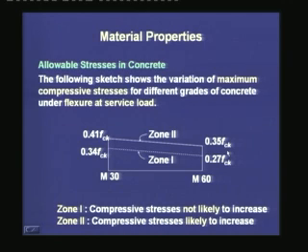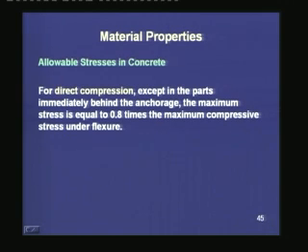Now, the top curve is applicable in a region where the compressive stresses are not likely to increase during the service life. But if there is some region where the compressive stresses are likely to increase in the service life, then to consider this uncertainty, the code reduces the allowable stresses, which varies from 0.34 fck for M30 grade of concrete to 0.27 fck for M60 grade of concrete. Now, for direct compression, except in the parts immediately behind the anchorage, the maximum stress is calculated based on the maximum compressive stress under flexure. That is, the allowable maximum compressive stress under direct compression is taken as 80% of the maximum compressive stress under flexure.